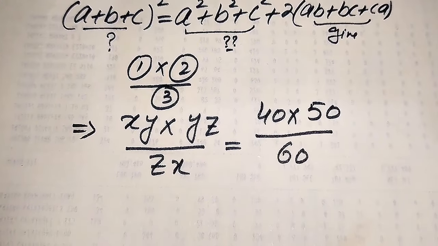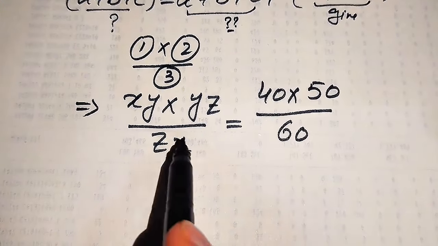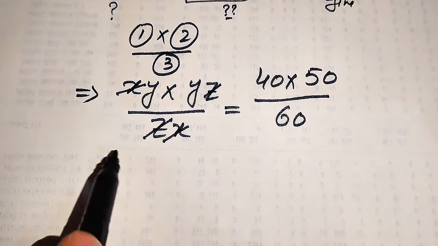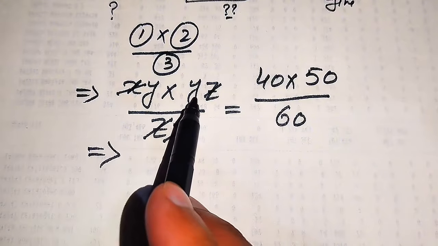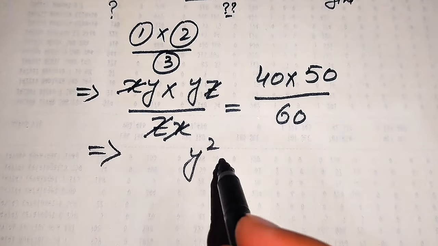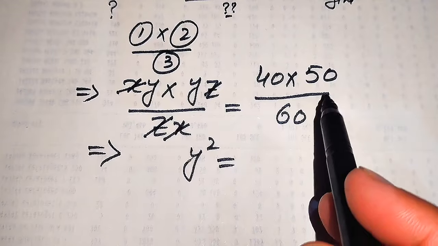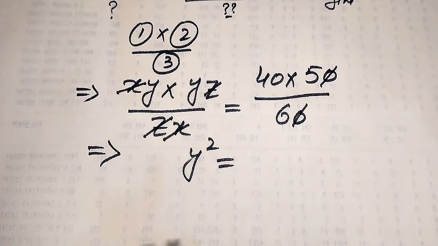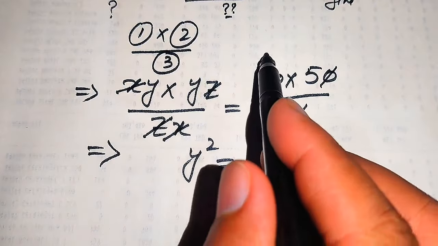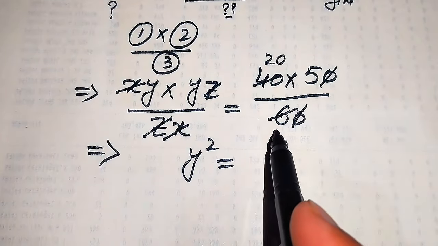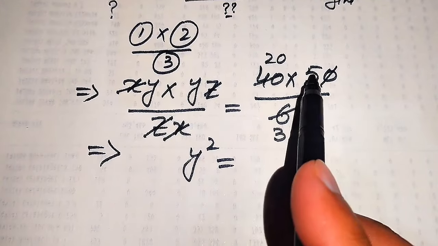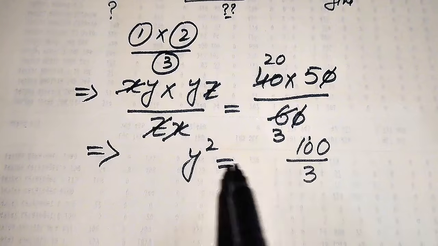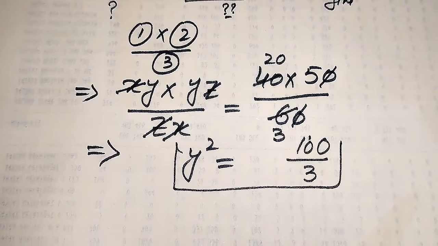Here we need to make some simplifications. You see that this z is cancelled out by this z, and this x is cancelled out by this x, and we get on the left hand side y multiplied by y, which equals y square. And this 0 is cancelled out by this 0, so 2 times 2 is 4, this becomes 20, and 2 times 3 becomes 60, and 20 times 5 becomes 100 divided by 3. So this is the value of y square.